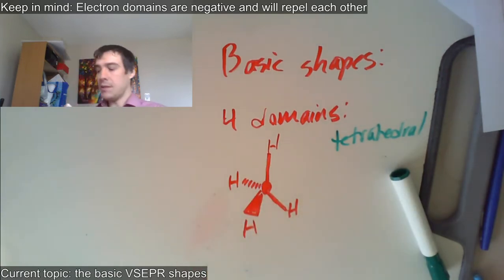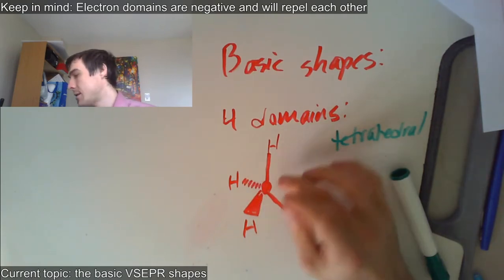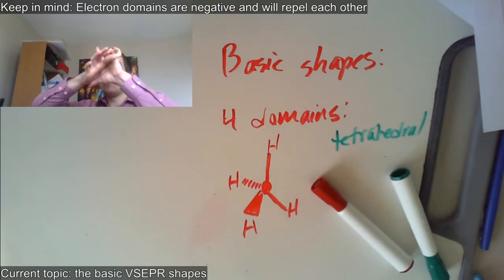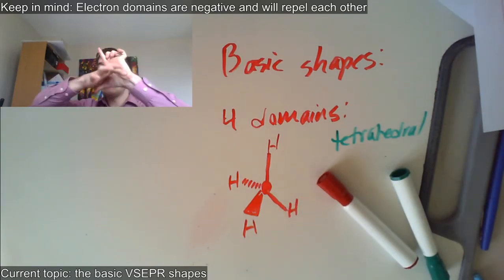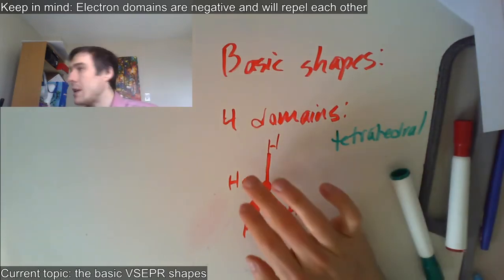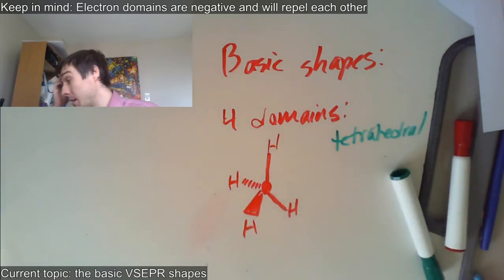One thing that's really important is to keep your wedge and your dash on the same side. They have to be next to each other because of that whole setup. They're always going to be next to each other. There's no way to make a tetrahedron where the wedge and dash are spreading out like that. So that's a bad way to draw a tetrahedron.